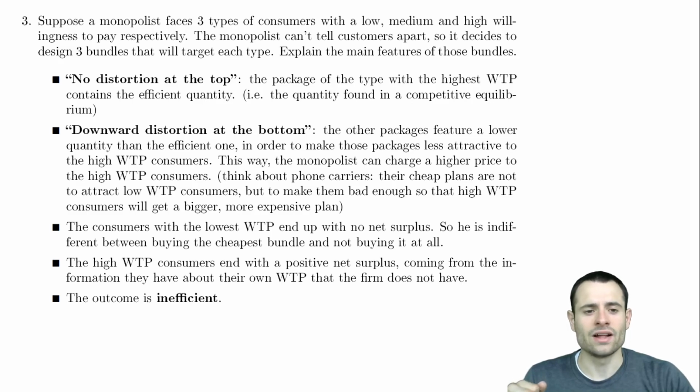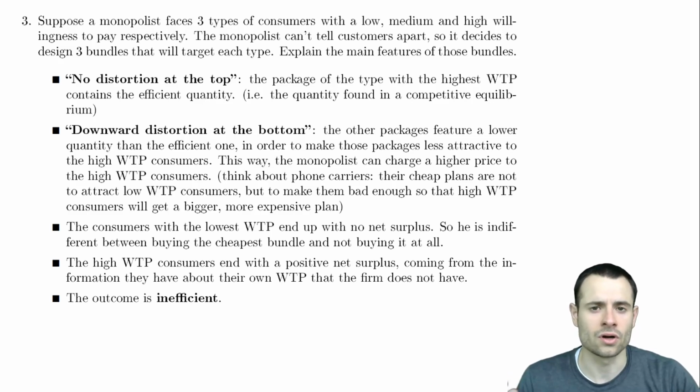This is why we have downward distortion at the bottom. And this could be the quality of a product, like seats, or it could be the quantity of the bundle, like the amount of data you have access to with the phone carrier, or the number of minutes you have with calls, or the number of texts you can use every month.